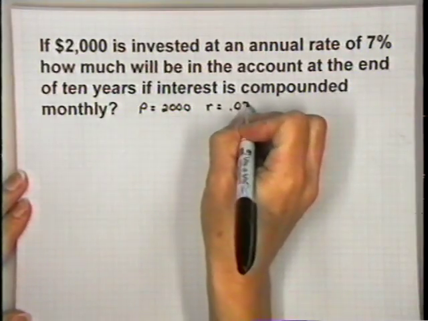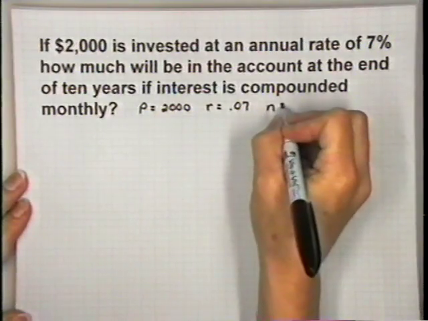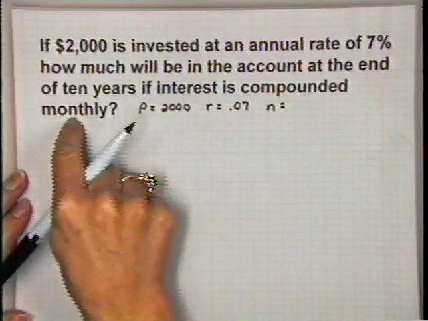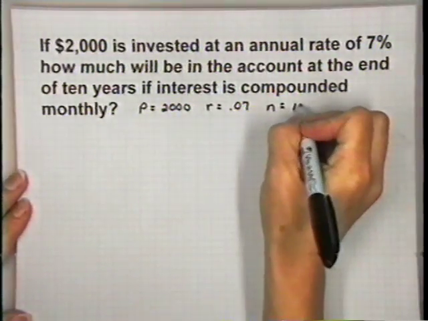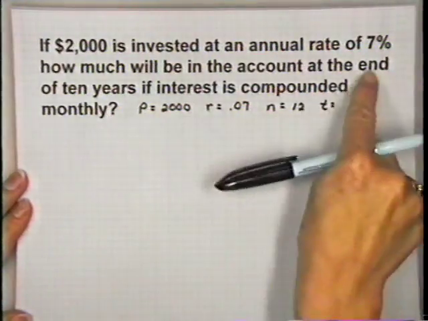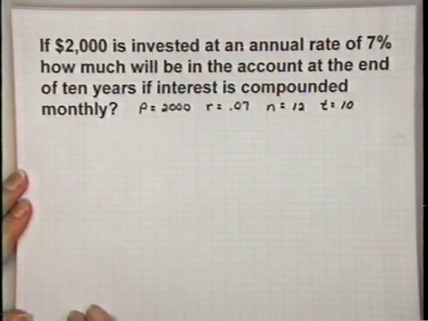I'm going to write that as a decimal, 0.07. Now, what is N? How many times during the year are we going to compound? We're compounding monthly. That would be 12 times a year, wouldn't it? Now, T is how many years? At the end of 10 years. So we've identified T as 10.